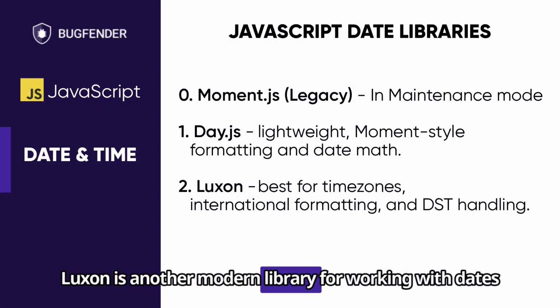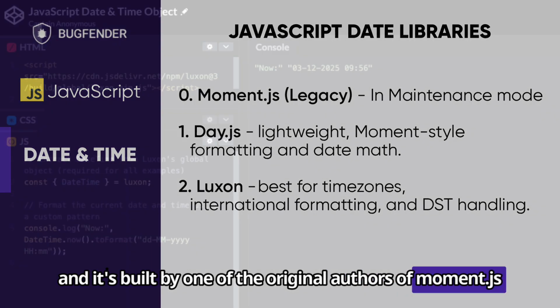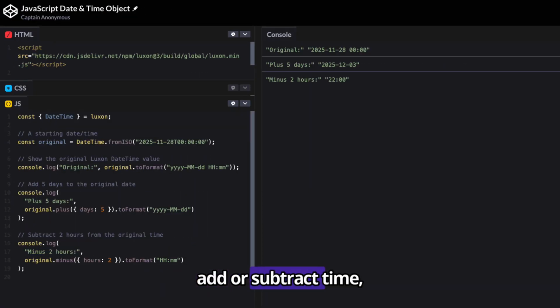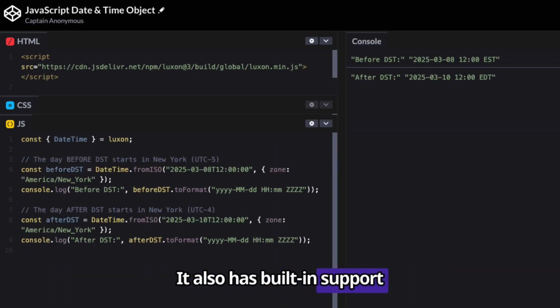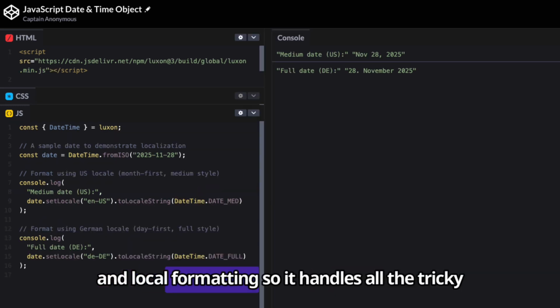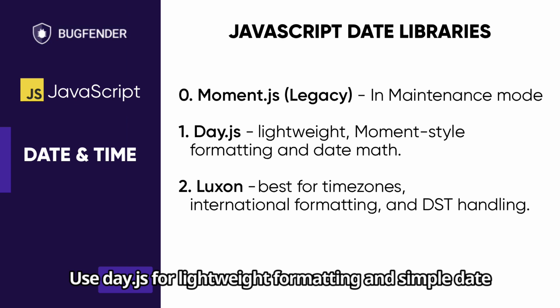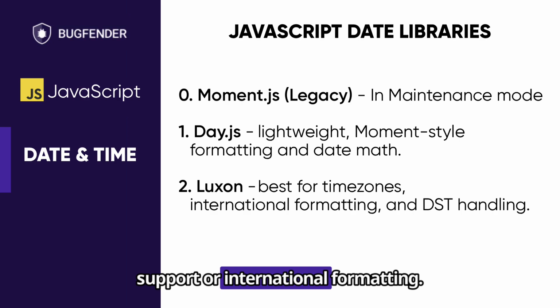Luxon is another modern library for working with dates, and it's built by one of the original authors of Moment.js. With Luxon, we can format dates, parse ISO strings, add or subtract time, and convert the same moment between different time zones using just one line of code. It also has built-in support for daylight saving time and locale formatting, so it handles all the tricky conversions automatically. Use day.js for lightweight formatting and simple date math. Use Luxon when you need accurate time zone support or international formatting.